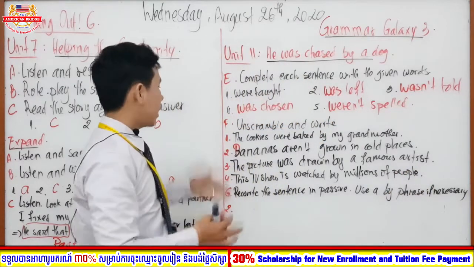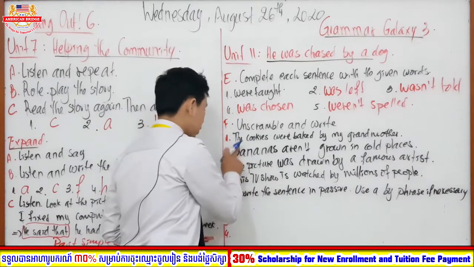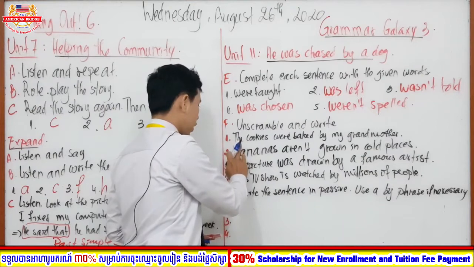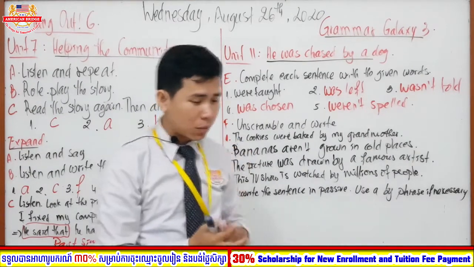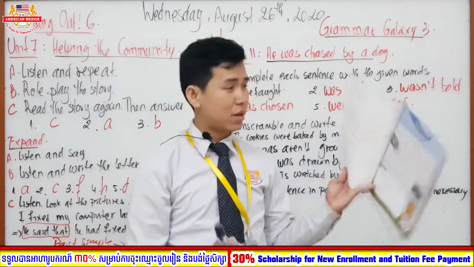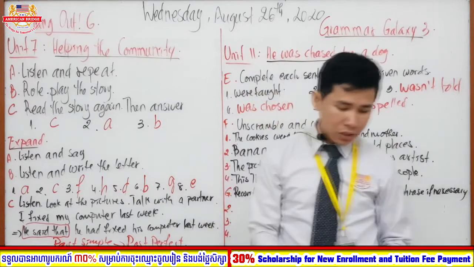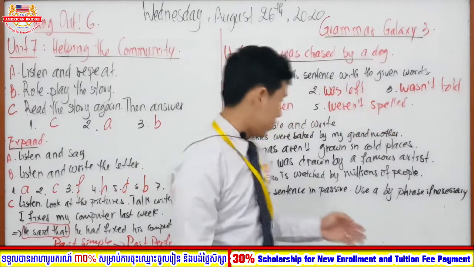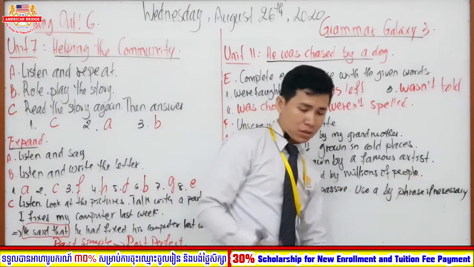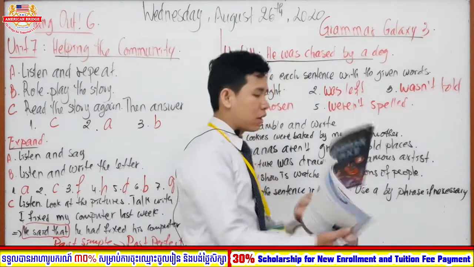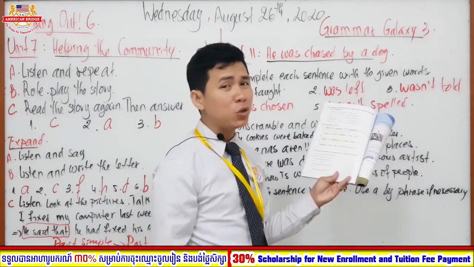So numbers 2, 3, and 4 have been given to you with the correct answers already, right? So you just write down all the answers into your books, and everything will be ready for you to complete the exercise. Right now, everyone, let's move to section G together: rewrite the sentences in passive. Use a by phrase if necessary. It means that if you think it is necessary, you can use the word by, but if it is not necessary, you do not need to use it.